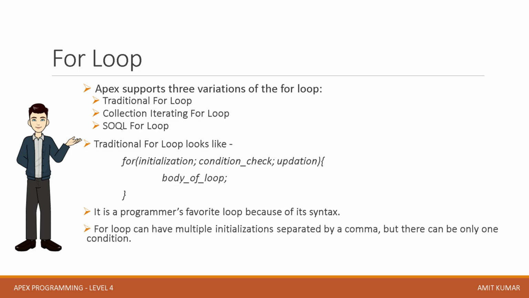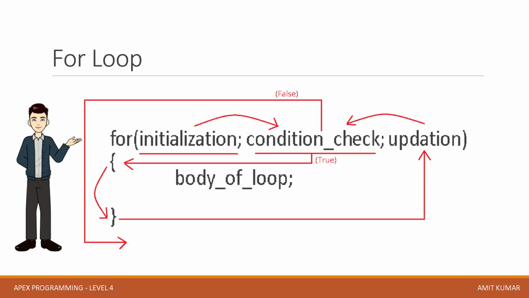A for loop can have multiple initializations separated by a comma, but there can be only one condition, though multiple conditions can be combined using a logical operator. So we can create a for loop in which we are initializing more than one variable at the same place, but we can't do more than one updation at the same place, and we can't give more than one condition. Though we can provide multiple conditions by combining them with the help of a logical operator and forming a single condition with them.